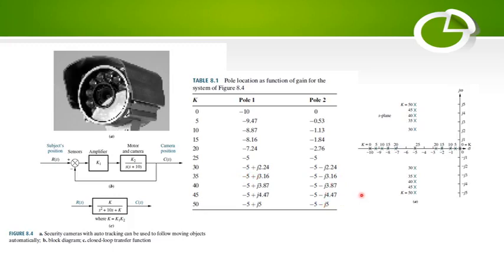So these poles for different values of K are plotted on the S-plane here. If we connect the poles, we can get the root locus.